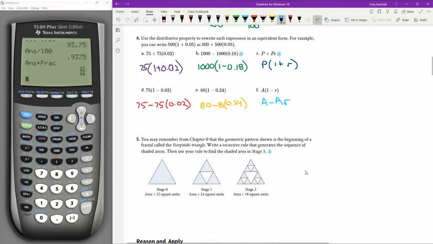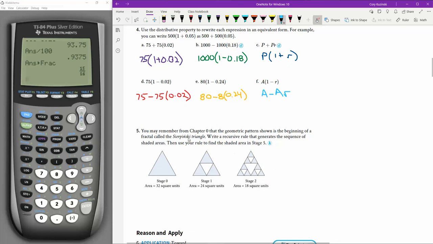Done. You may remember from Chapter 0, probably not because we didn't do Chapter 0, the geometric pattern shown in the beginning of a fractal called the Sierpinski triangle. Write a recursive rule that generates the sequence of the shaded areas. Then use your rule to find the area in stage 5. So our recursive rule. Well, I guess we're starting with 32. Even though that's stage 0, it's term 1. That's a little confusing. So let's go 32, enter.